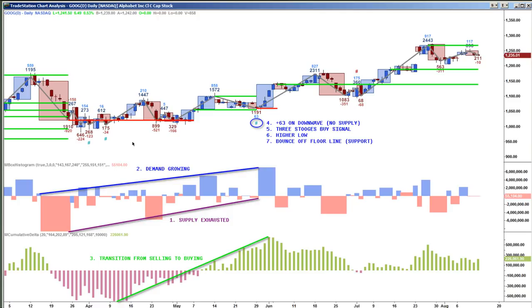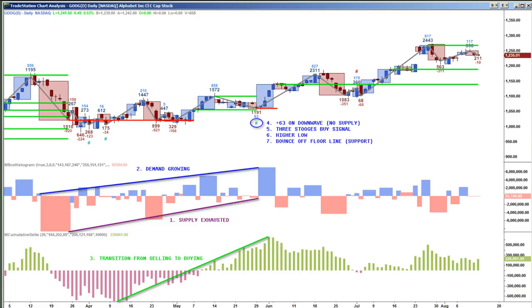I guess let's just dig right in. The histogram shows that the supply is exhausted. A histogram shows that the demand is growing. I love when I can see this. I love it when I can see demand is growing, supply exhausted. Or the inverse: supply is growing, demand is exhausted.